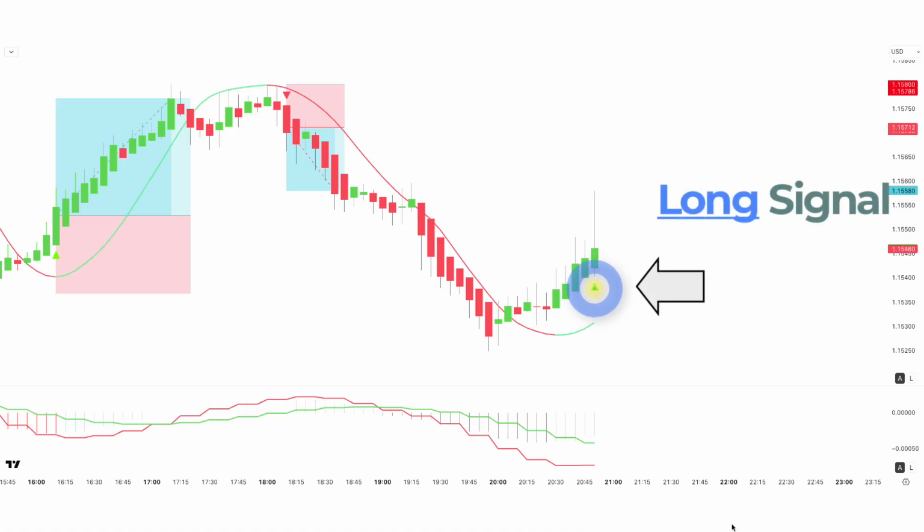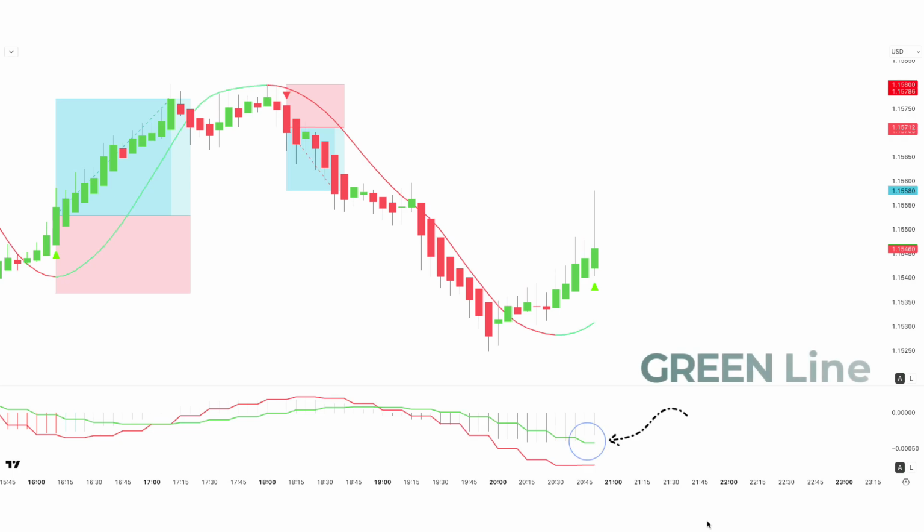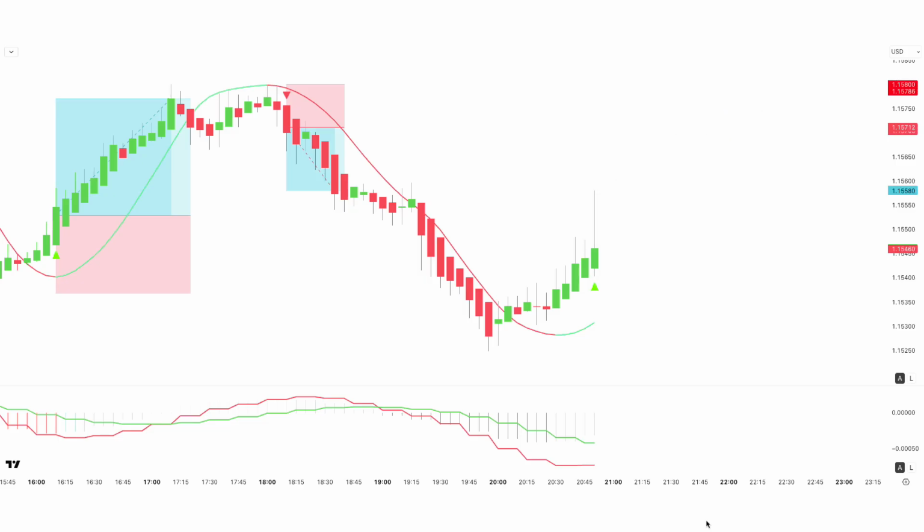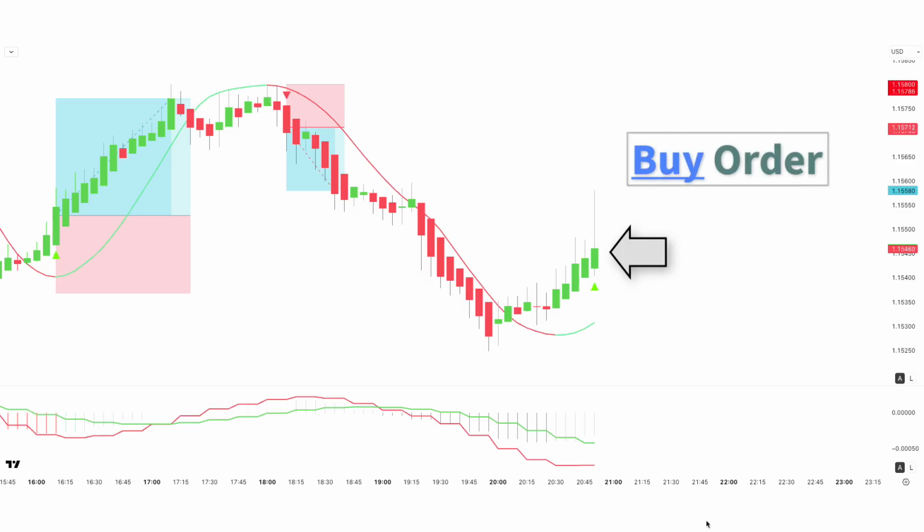Here, the versatile scalper arrow of this indicator is a long signal. Here, the green line of MACD multi-time frame is above the red line. Here, the market has made a bullish candle to give confirmation. So all our conditions are being fulfilled, so we are placing an order to buy.